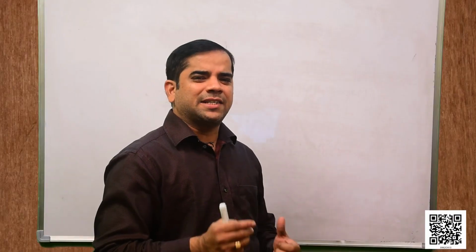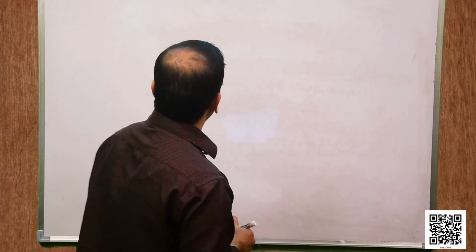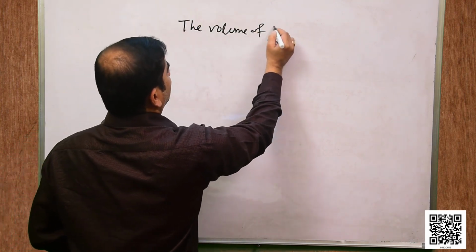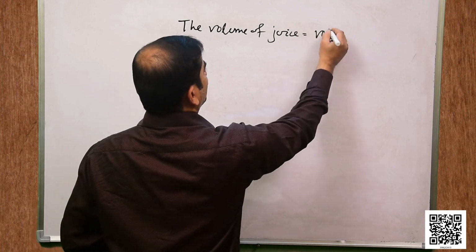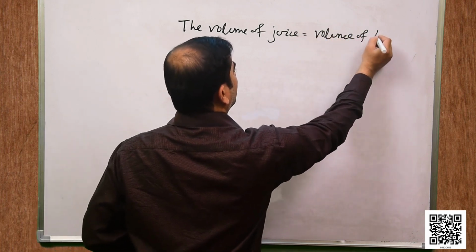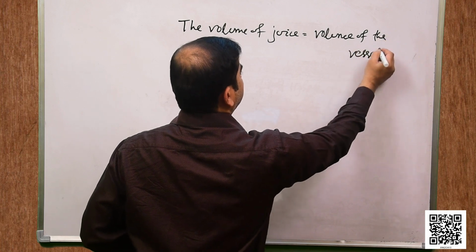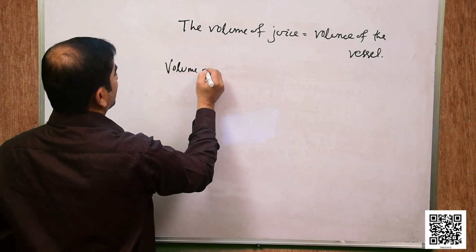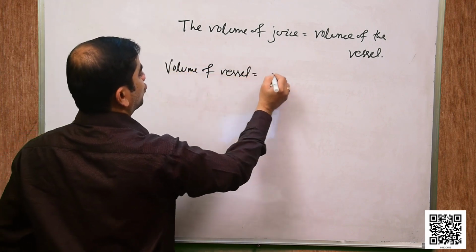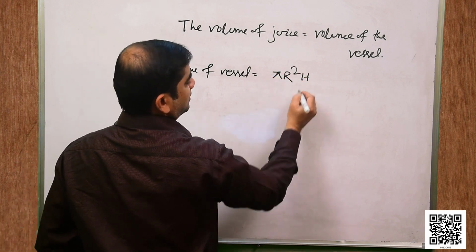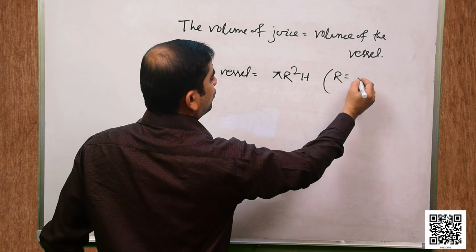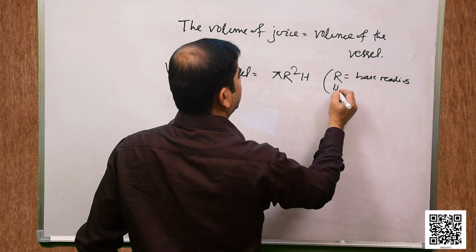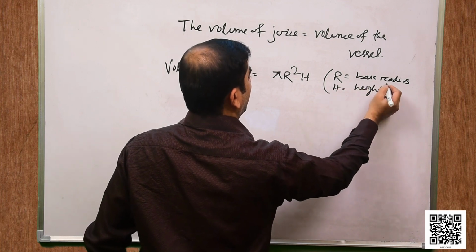Okay. So students, let us now discuss the solution. The volume of juice is equal to the volume of the vessel. Fine. So volume of vessel is equal to pi r square h, where r is equal to base radius and h is height. Fine.